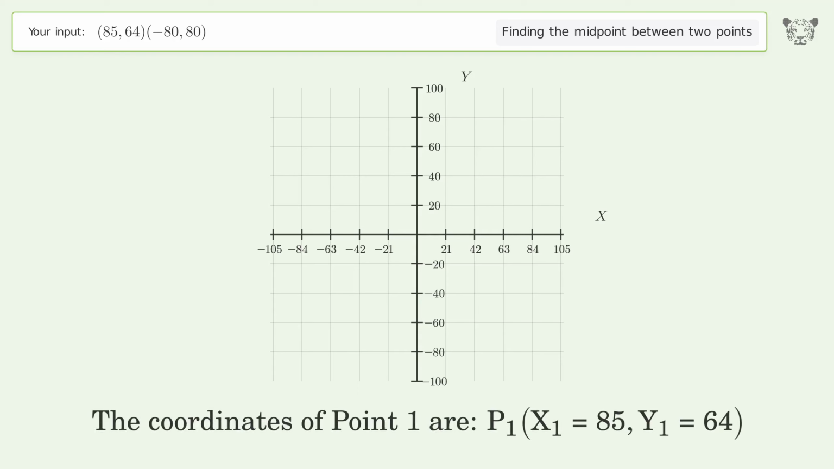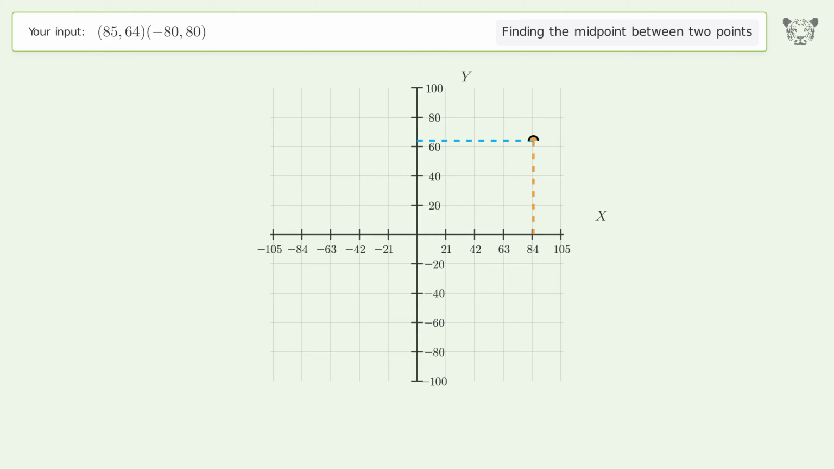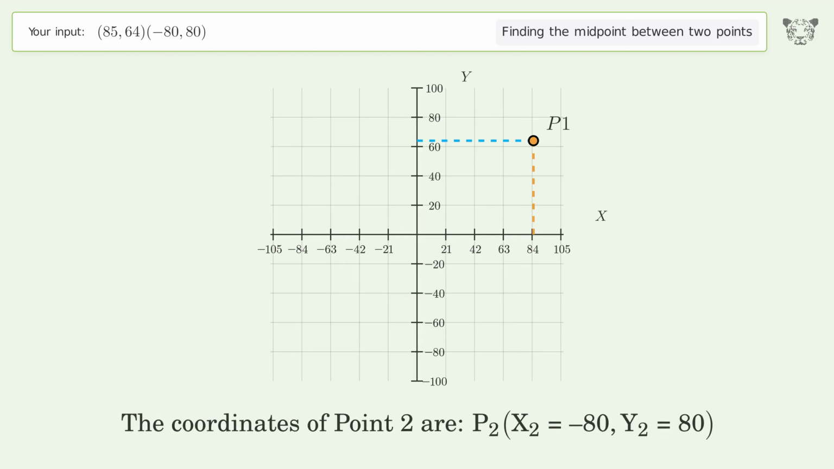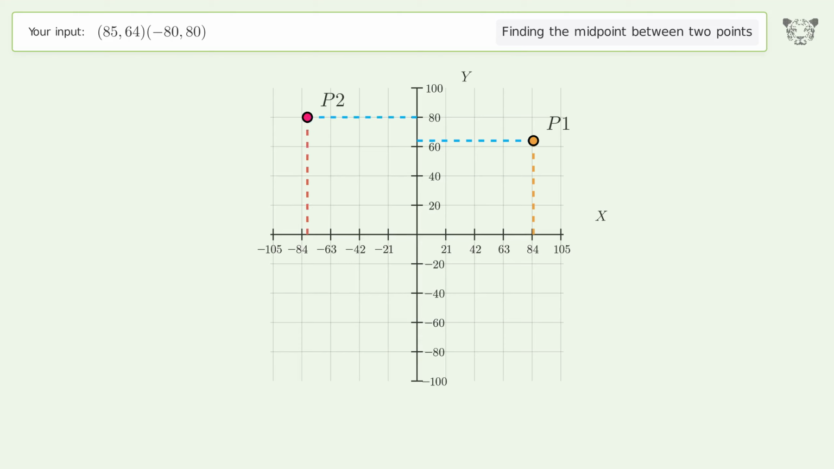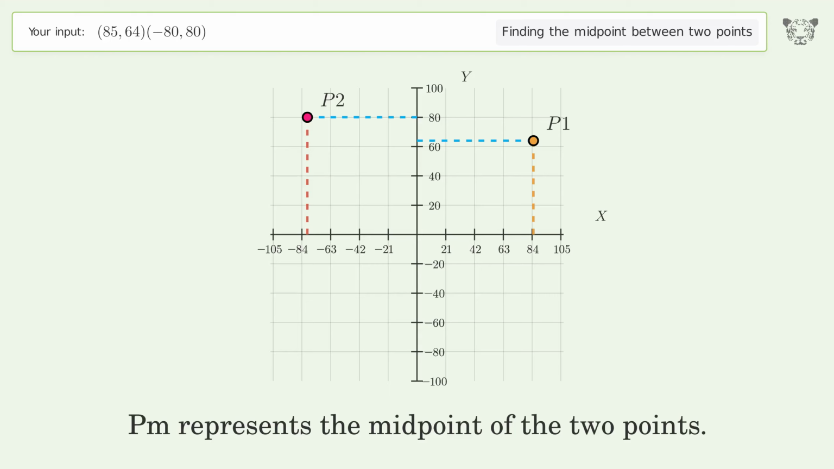The coordinates of point 1 are, x1 equals 85, y1 equals 64. The coordinates of point 2 are, x2 equals negative 80, y2 equals 80. PM represents the midpoint of the 2 points.